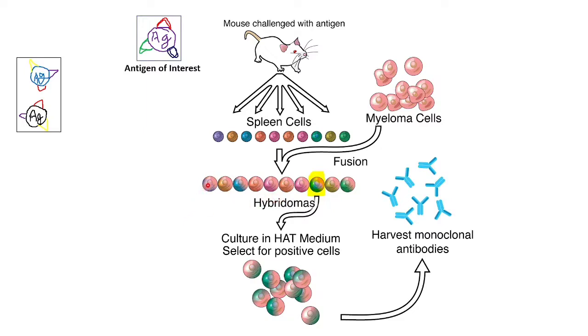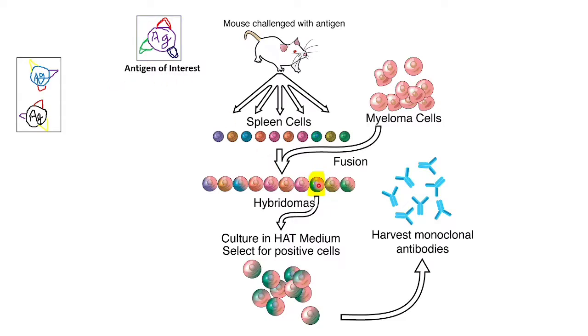Now the antibody produced from this cell will vary from the antibody produced by this cell. This cell will form a different antibody, this cell will form a different antibody, and this cell will form yet another different antibody. But let's suppose this is the cell which will produce the antibody specific for our antigen of interest.